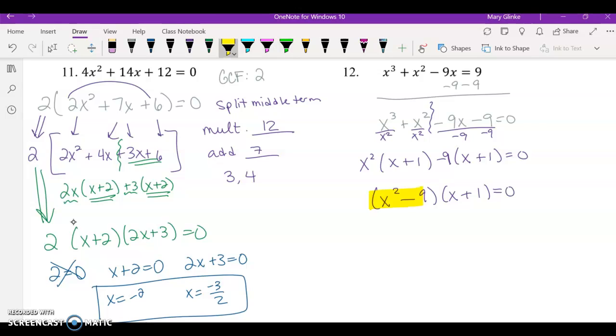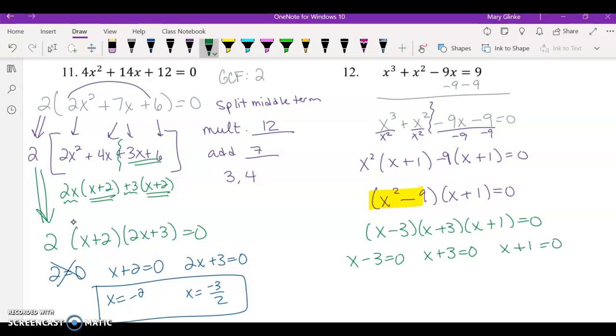But x squared minus 9 can factor one more time. That is the difference of 2 squares. So I end up with 3 different factors that I need to set equal to 0, x minus 3, x plus 3, and x plus 1. And when I solve each of those, I should get a +3, a -3, and a -1 for my answers.